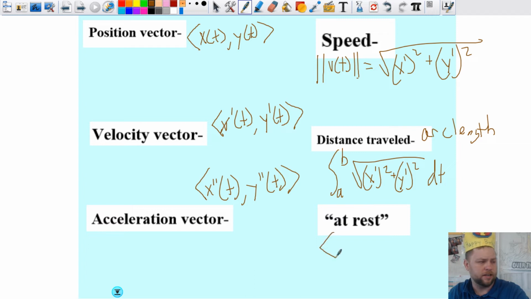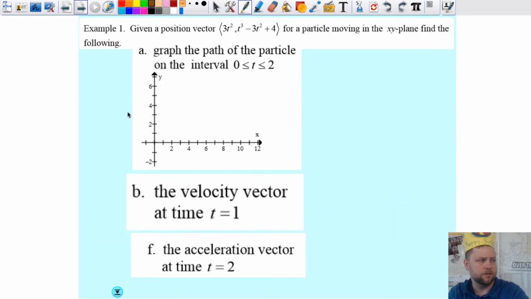At rest usually means our velocity is 0, but it's the velocity of both components, the x and the y component, that must be 0. If it was only x being 0, the y would move up and down. So both have to be 0 to be at rest. And you'll see how that is used.